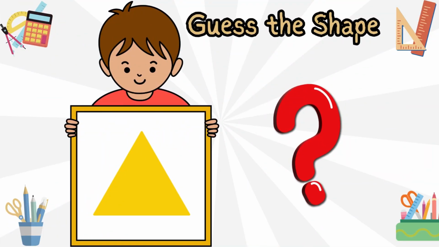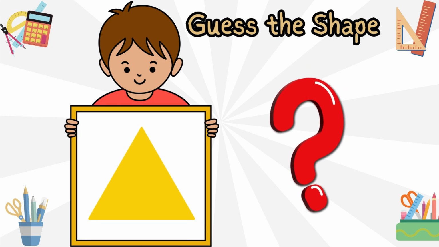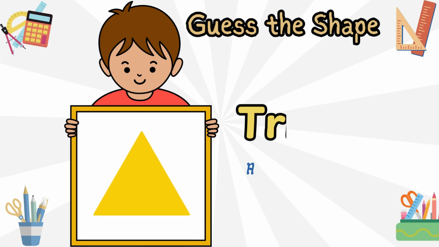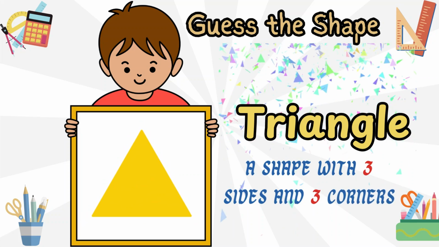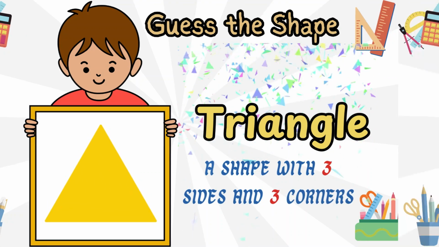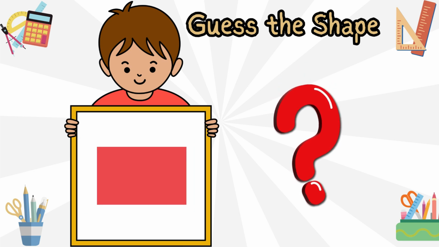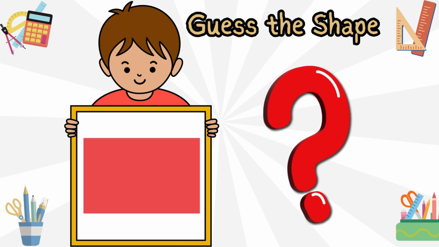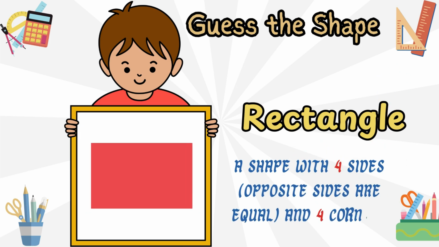What about this one? Triangle. A shape with 3 sides and 3 corners. Can you guess this shape? Rectangle. A shape with 4 sides and 4 equal corners, opposite sides are equal.